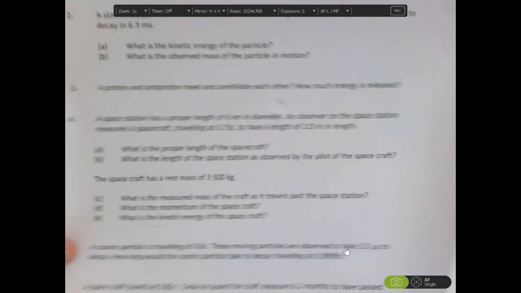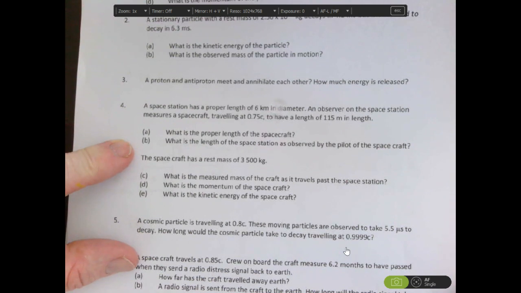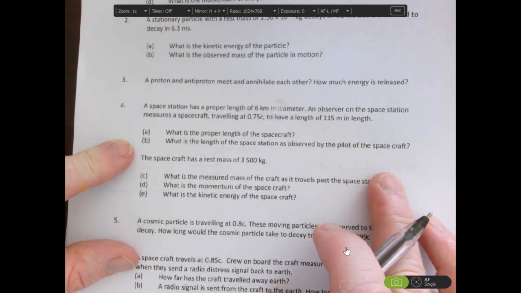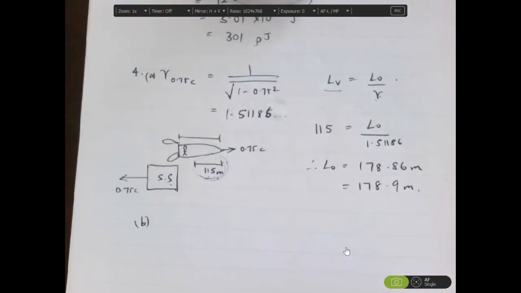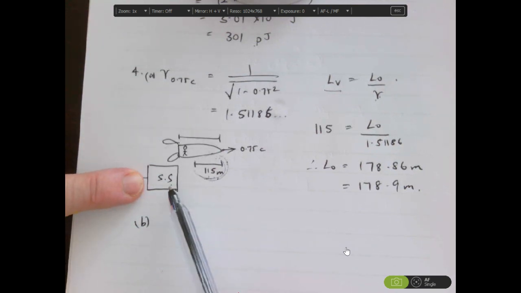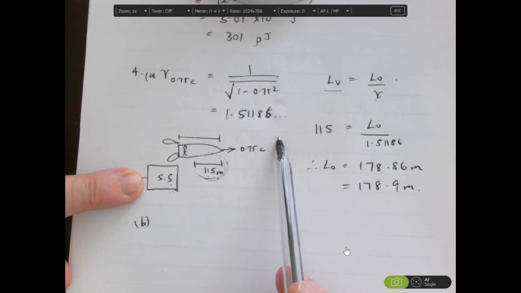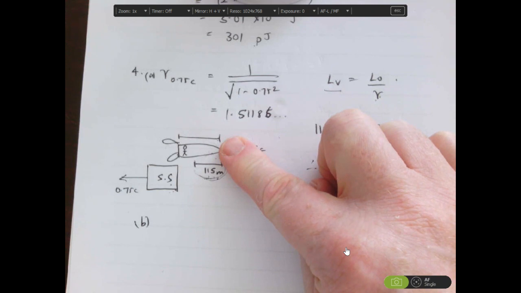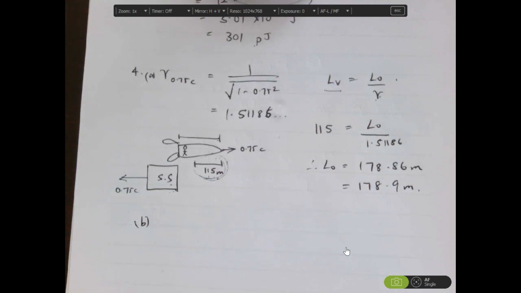Looking at B now. What will be the length of the space station as observed by the pilot of the spacecraft? So remember, it depends on who's stationary, depends on what frame of reference. A few moments ago, we had the space station pretending it's stationary and the craft moving, but from the pilot's perspective, they are stationary and it is the actual space station that's going to be moving backward. Now we know that the space station has a proper length of 6 kilometers in diameter.